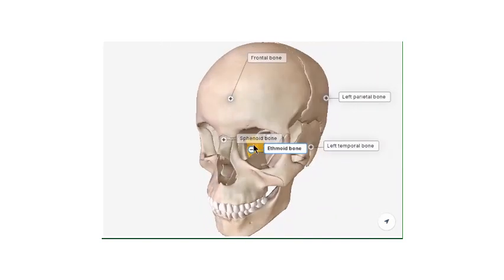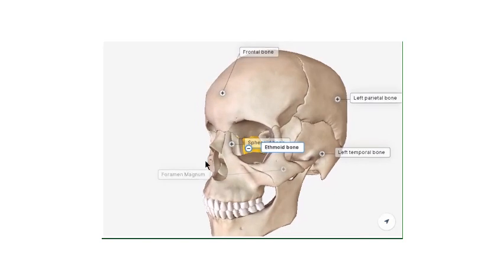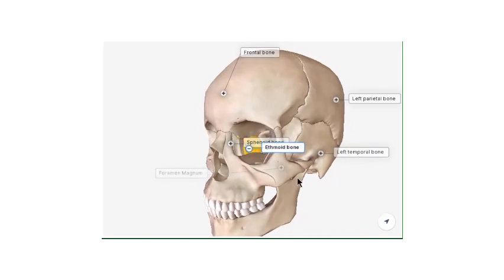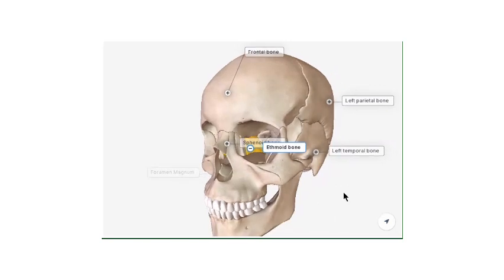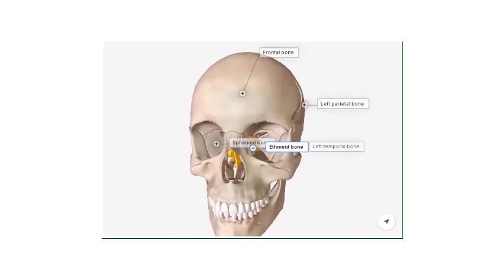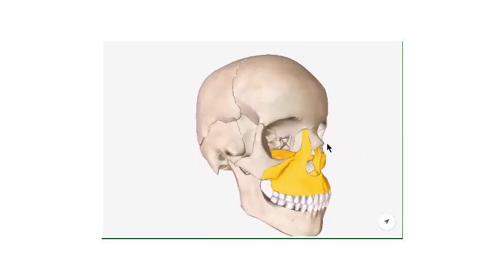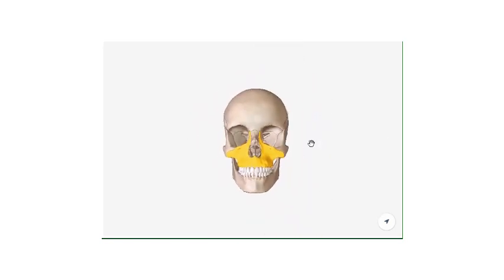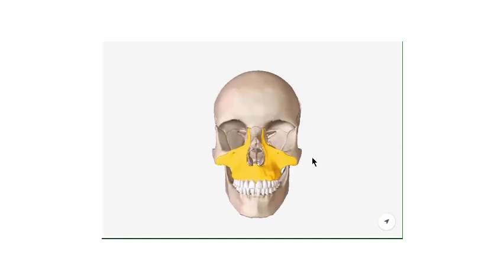Okay, in front of the ethmoid bone, we have actually, before we talk about what's in front of the ethmoid bone, the 8 bones that I've shown in this diagram so far are all the bones that make up your cranium. I just reset the skull. We finished talking about the cranium. Now let's look at some of the bones that make up the facial bones.